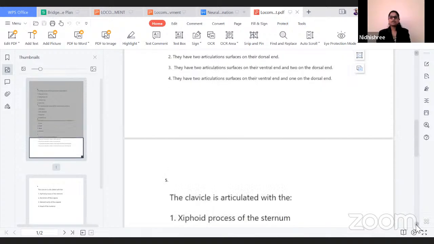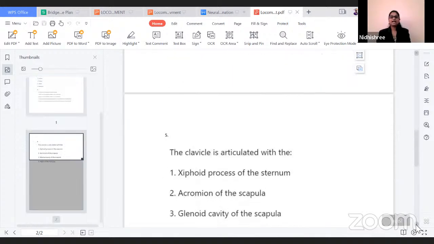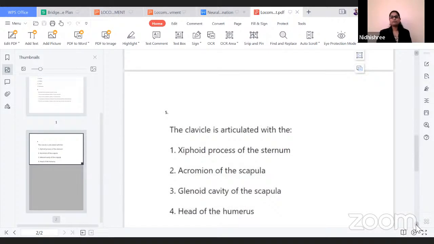Next question, the last 5-star question of locomotion and movement goes like this. The clavicle is articulated with the xiphoid process of the sternum, acromion of the scapula, glenoid cavity of the scapula, head of the humerus. 5, 4, 3, 2, 1. Shilpa Nayak option C, Kanchana option C, Lohit option B, Parvati option A, Duty option C. The right answer is option B, correctly answered by Lohit. Okay, I will just clarify this answer tomorrow. Clavicle, fine.